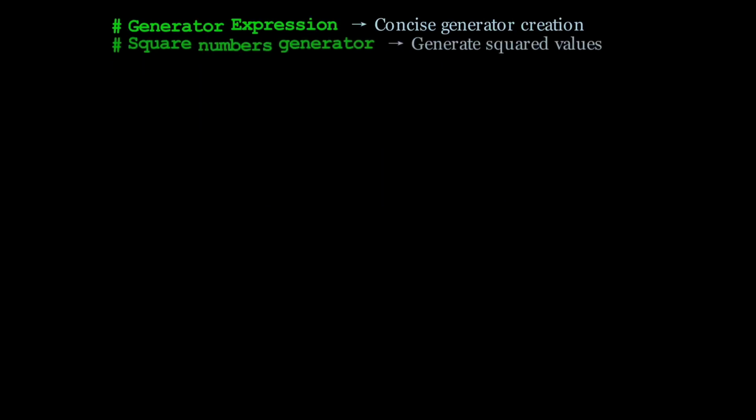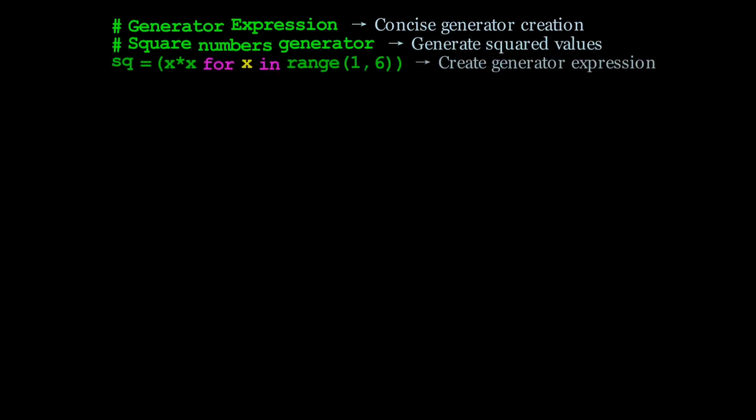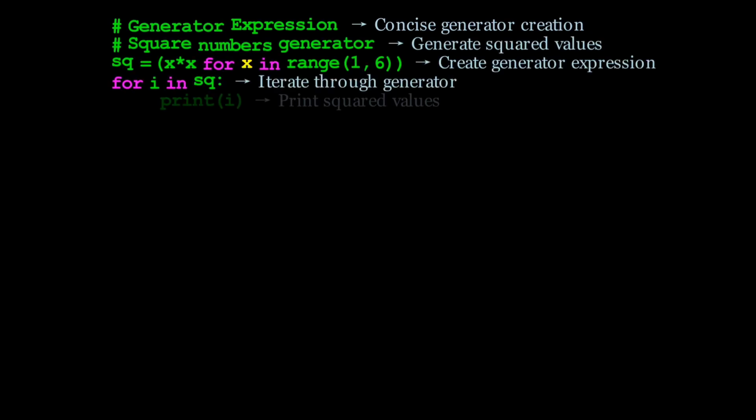The generator expression offers a more concise way to create generators using a syntax similar to list comprehensions. Here we create a generator that produces square numbers from 1 to 5. Notice the syntax. It looks like the list comprehension but uses parentheses instead of square brackets. When we iterate through this generator, each value is calculated on demand, giving us 1, 4, 9, 16 and 25. Generator expressions are perfect for simple transformations that do not require the full syntax of a generator function.